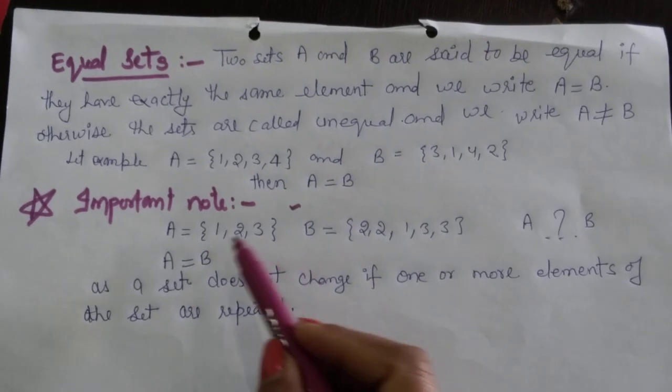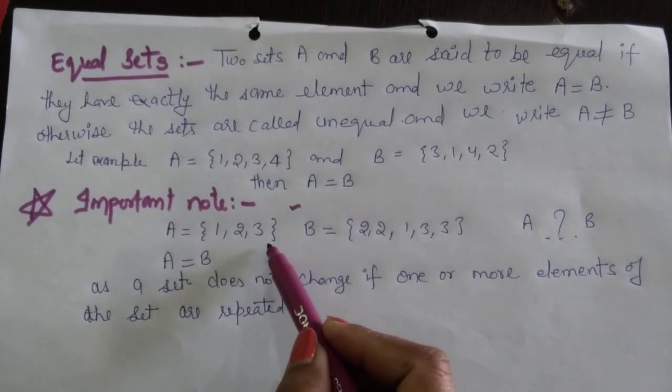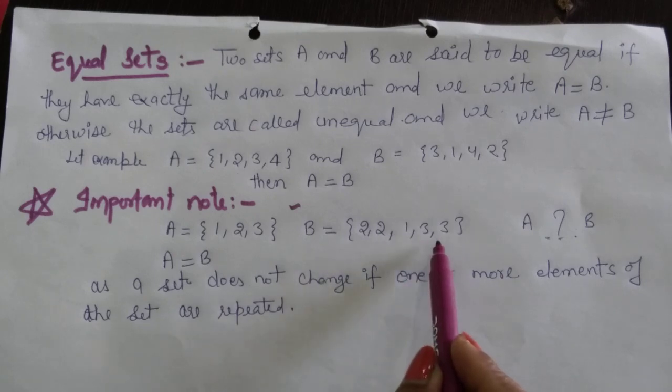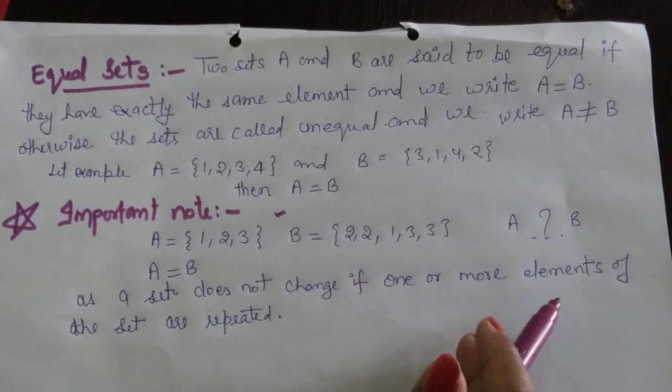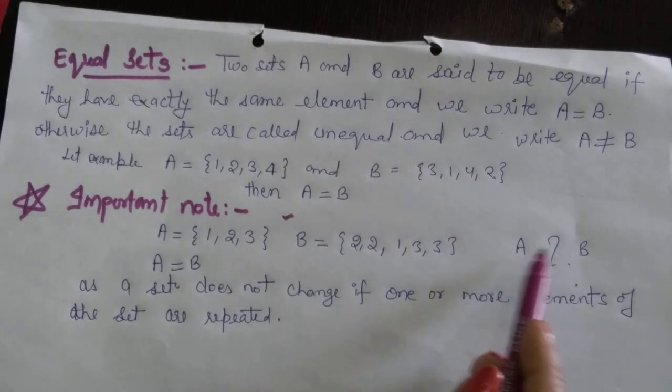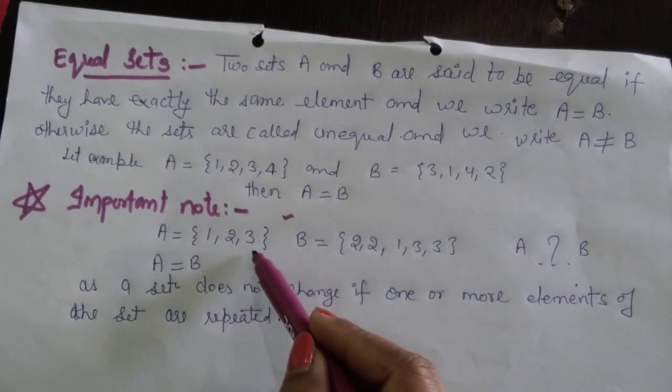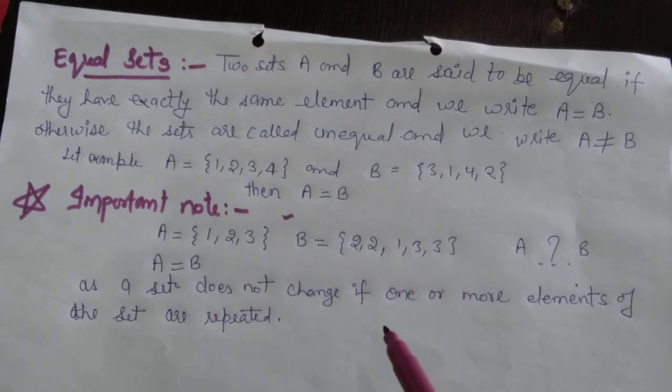Suppose I have A equal to {1, 2, 3} and B is equal to {2, 2, 1, 3, 3}. Then what about A equal to B or A is not equal to B? Because I have 3 elements here, but in set B I have 5 elements.